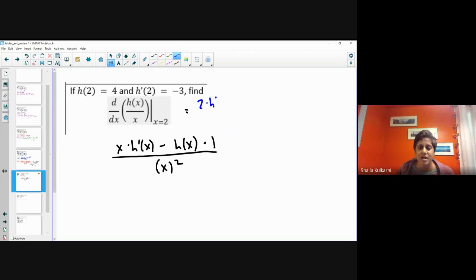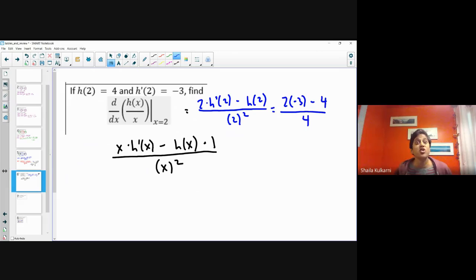So 2 times h prime of 2 minus h of 2 times 1, which I'm not going to write times 1, all over 2 squared. Am I done yet? Nope, I'm not done yet because I haven't actually pulled numbers from the values. So it told me that h prime was -3, and it told me that h of 2 was 4. Am I done yet? I could be. If it's free response, I'm done.